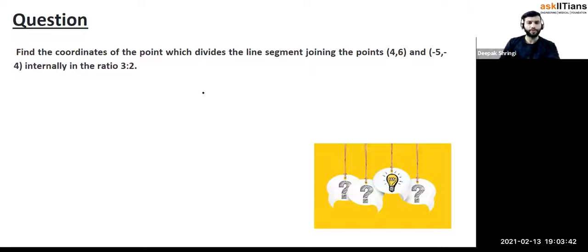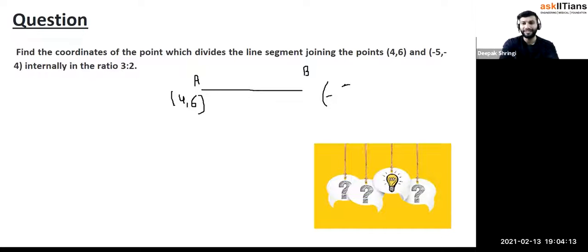So look what is happening guys in this question. You have a line segment. On that line segment, you have a point A that is 4, 6. And then you have another point B, and the coordinate of B is minus 5, minus 4. Now you have to use your section formula to get the coordinates of the point that is lying in between them. How do I know that the point is lying in between them? Because it is internal division, right? So we need to find the coordinate of a point which lies in between them such that the point is dividing the line segment in the ratio of 3:2, right?